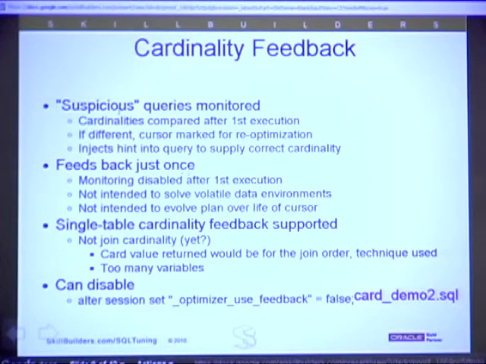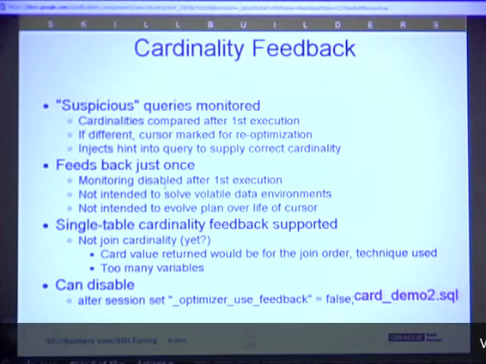So what it does is it compares the cardinalities after the first execution of the query. And if it finds that they're significantly different, it fixes it. Puts a note into the cursor cache, the library cache. It says the cardinality was wrong on your first try. Re-optimize this query the next time it's run. It only does this once.